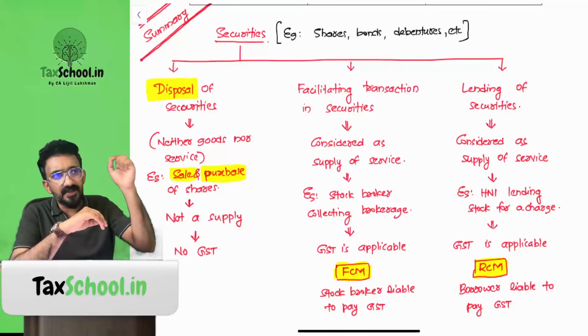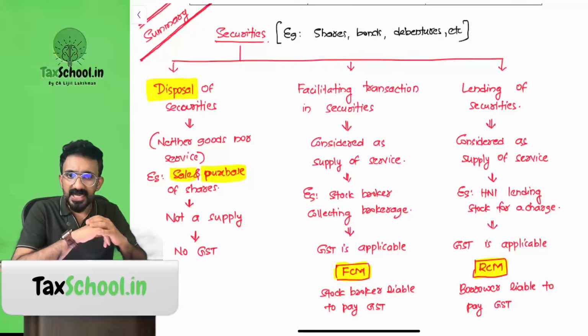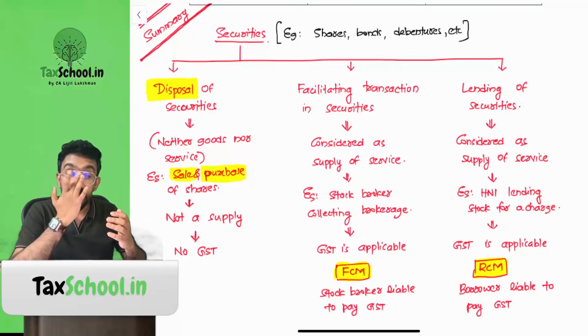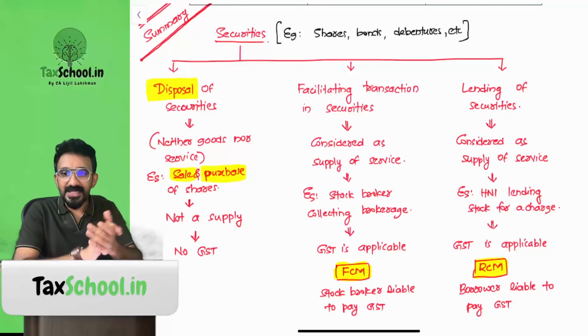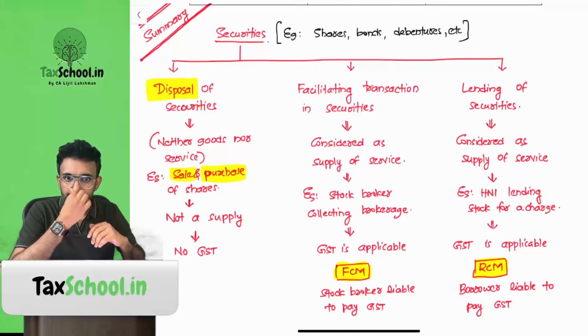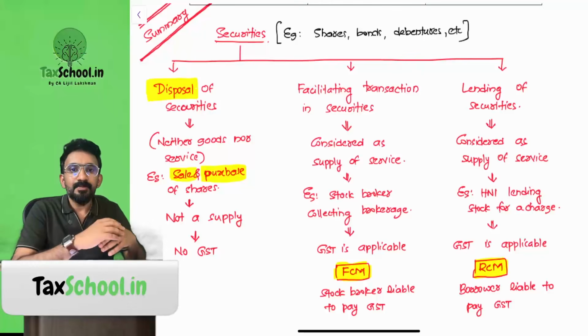So in the stock market, if I sell an equity, I'm selling Reliance shares today, I'm getting some money. Would that be considered to be a supply? The answer is no, it is not a supply. Would that be subject to GST? No, GST would not be applicable. Understanding?